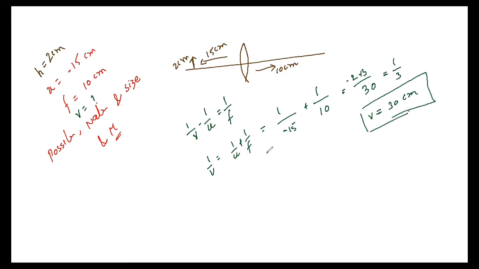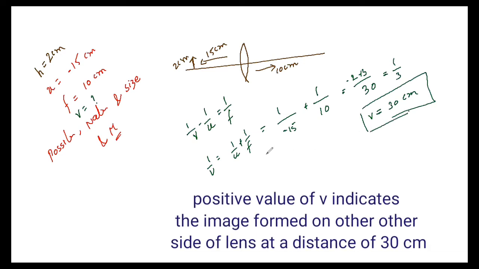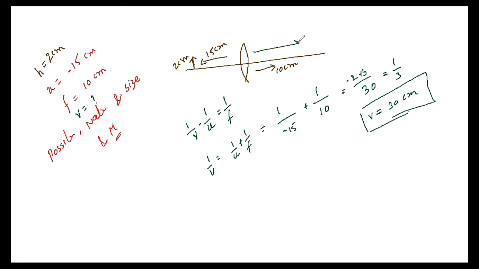It's positive. So what does the positive sign of the v value show? It shows that the image is formed at a distance of 30 centimeters on the other side of the lens. So the v distance will be 30 centimeters on the other side.